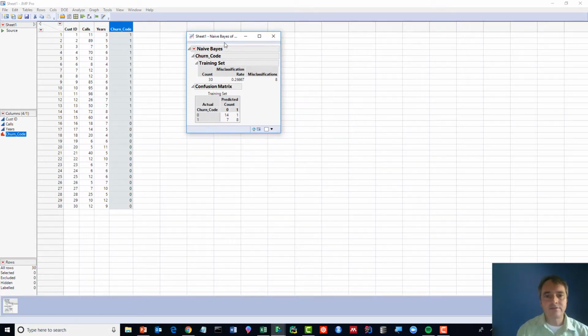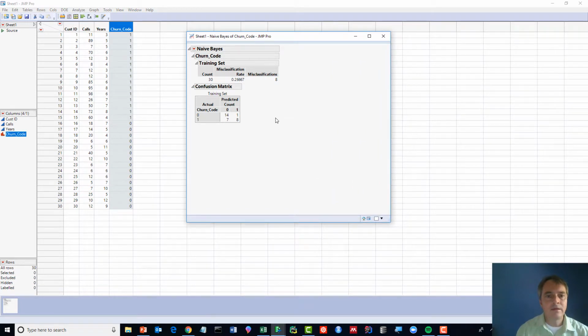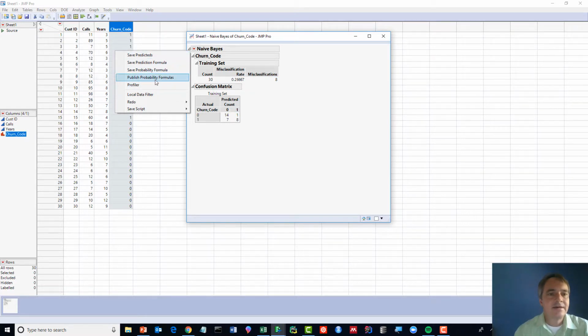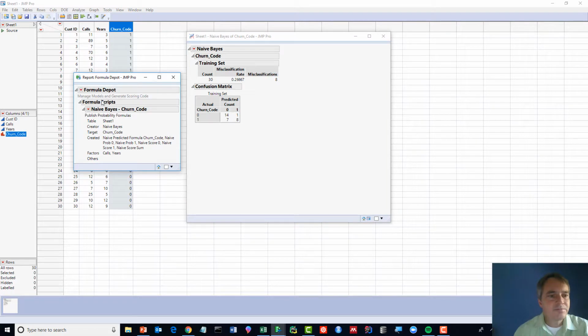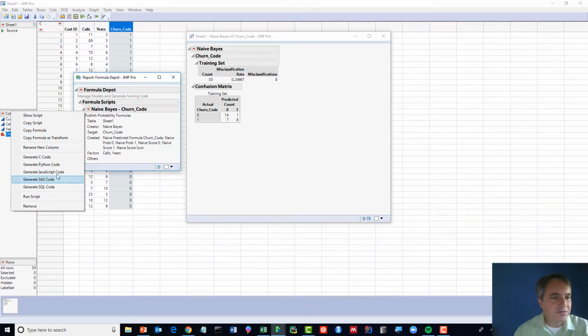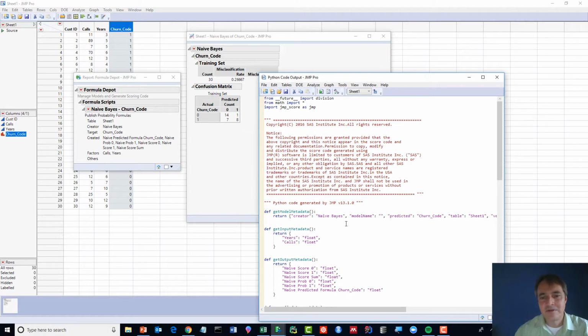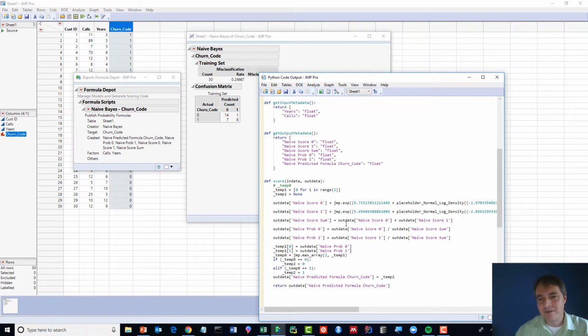All right, and so it gives me a couple of metrics for the classifier. Now, if I want to actually use this classifier, I have to do more than just what I did with the logistic regression. I can publish the probability formulas, and I can actually generate Python code here. Okay, so see, I actually generated this Python code that has the classifier actually in it, so I could use this.